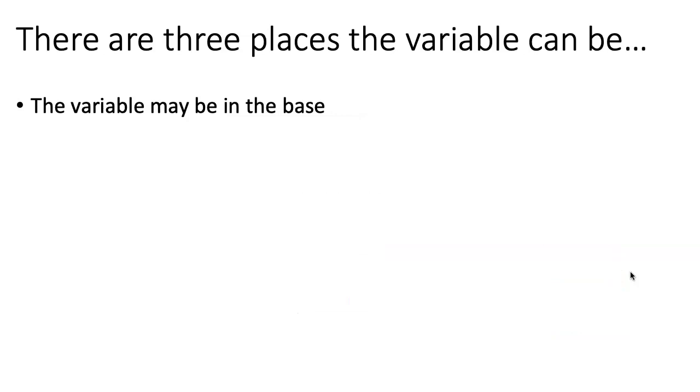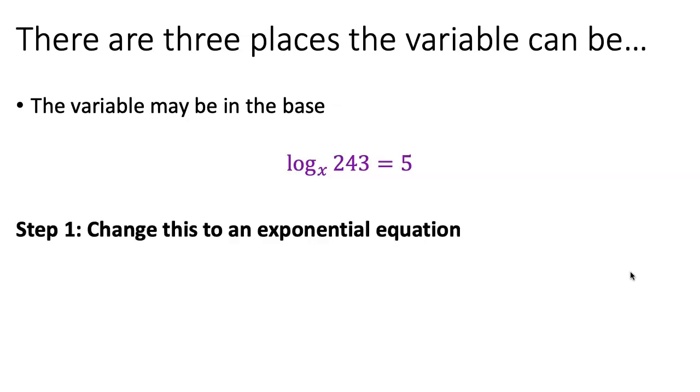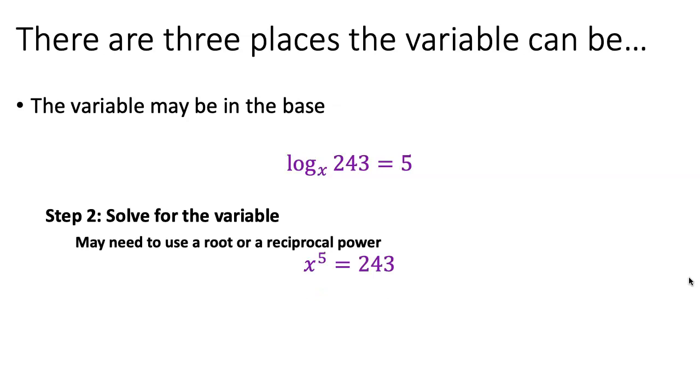The variable may also be in the base. That's our third spot. So here we have log base x of 243 equals 5. Same game plan. We're going to change this to an exponential equation. Here's our base, there's our exponent, and that's what it's going to equal when we take the base to the exponent. So x to the fifth power equals 243. Now we're going to have to use either a root or a reciprocal power. Since this is an integer, it's x to the fifth power, I'm going to take a fifth root on both sides. The fifth root of x to the fifth will be x, that's why we're doing it. And then the fifth root of 243, and that is 3. 3 to the fifth power is 243. 3 times 3 is 9, times 3 is 27, times 3 is 81, times 3 is 243.